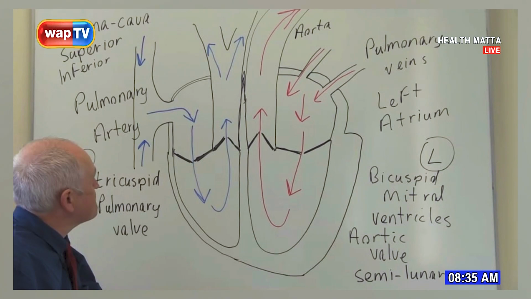Okay, still on the left side of the heart, you have a set of veins. Veins usually bring blood back to the heart, while arteries take blood away from the heart. Two are captured in the diagram you have before you, but as a matter of fact, you have about 4 veins that actually drain blood into the left atrium.